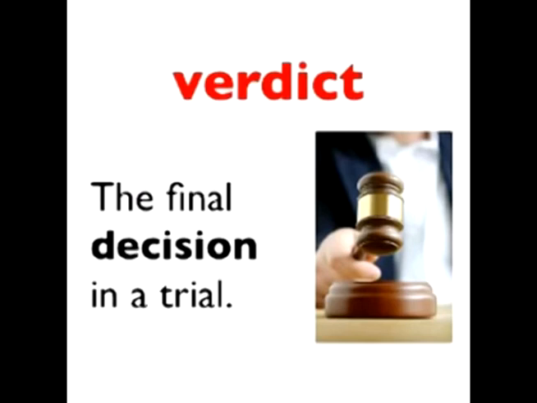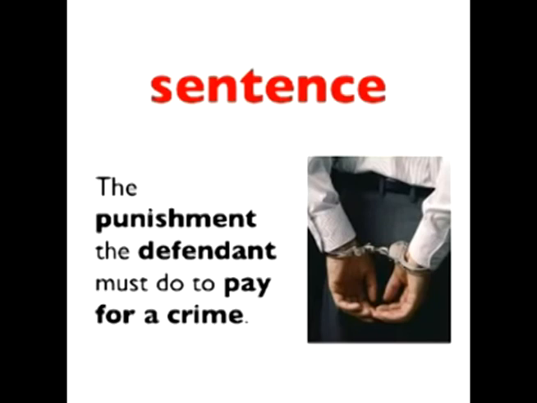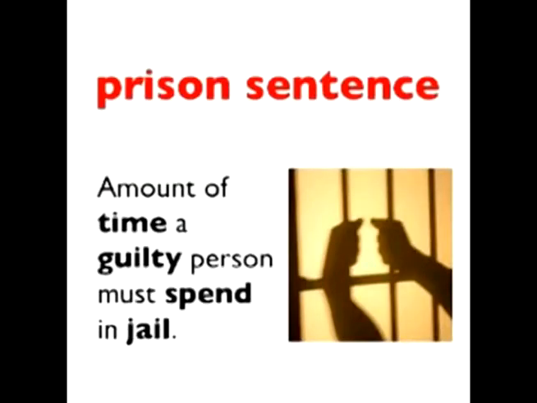If the verdict is guilty, the judge will then convict the defendant of the crime and deliver the sentence. The sentence is the punishment the defendant must do to pay for the crime. This is typically a fine or prison sentence. A fine is money they have to pay the court, and a prison sentence is the length of time the defendant will have to spend in jail.